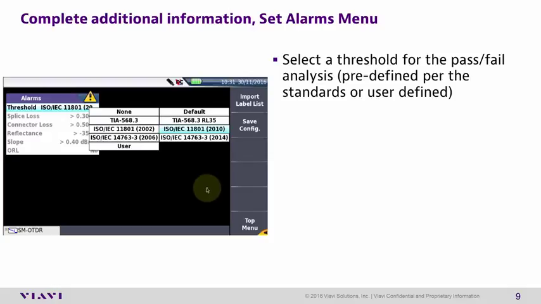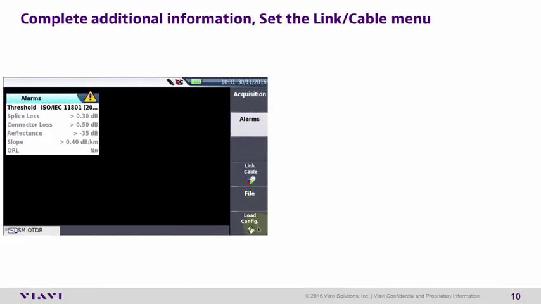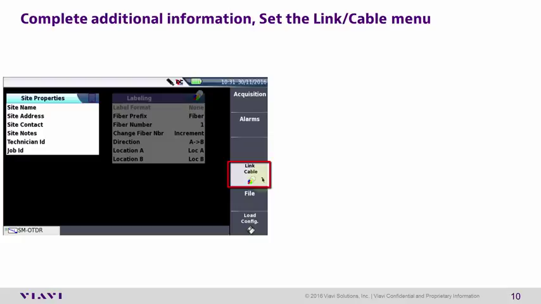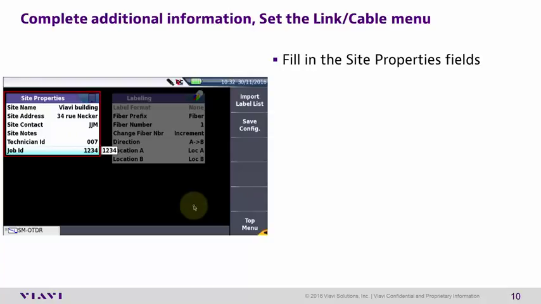Now that we've changed our alarms, let's verify our user information and labeling scheme. Tap the Link Cable icon. This will take you to the Link Cable menu. From here, you can enter relevant job information such as site name, address, contact, and notes, as well as your technician's ID or job ID.